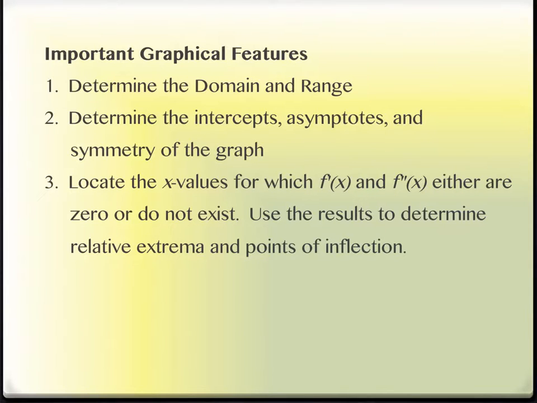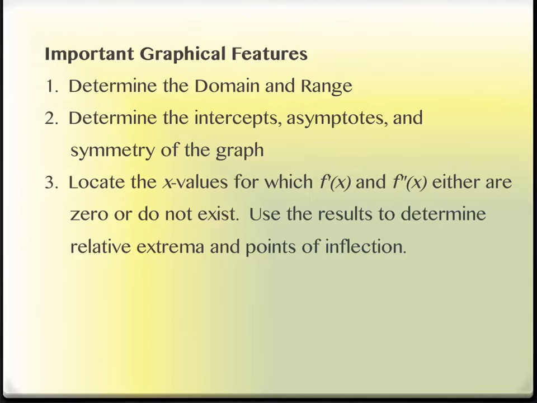The second one, intercepts, asymptotes, and symmetry. Intercepts, right, x-intercept, y-intercept. We find those, that's an algebra issue. We let x equal 0, y equals 0 for those. Asymptotes, we just talked about horizontal asymptotes in the last section, and in chapter 1 we talked about vertical asymptotes. So we've discussed both of those. And then symmetry we haven't discussed. We won't spend a lot of time on symmetry, but there are graphs that have symmetry that are very helpful.